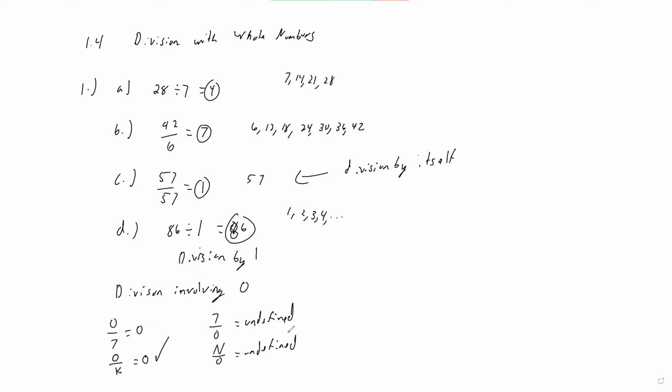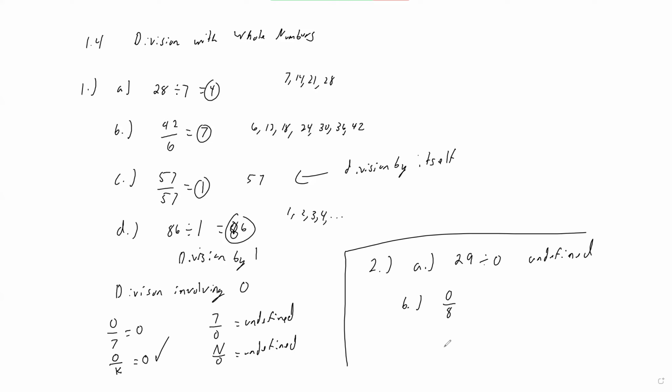So looking at some of those, if I look at 29 divided by 0, 0 cannot go into 29, and it would be undefined. But if I have 0 divided by 8, 8 goes into 0 0 times. So 0 can't go into things, but nothing can go into 0, if that makes any sense. All right, let's look at some more. Those are just special cases.